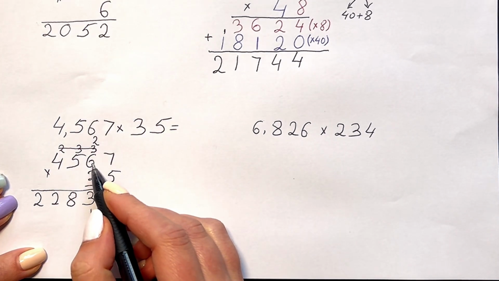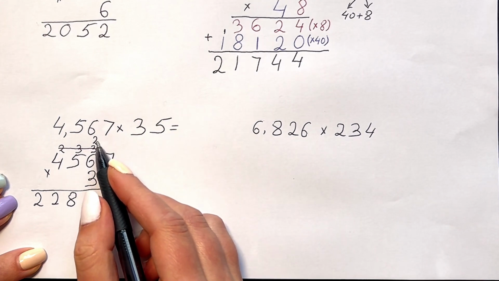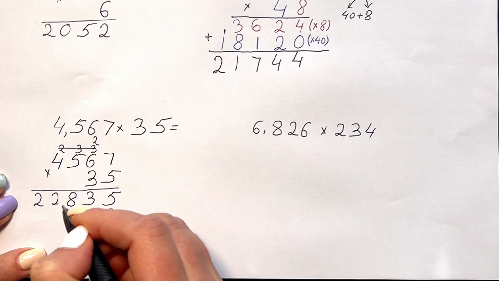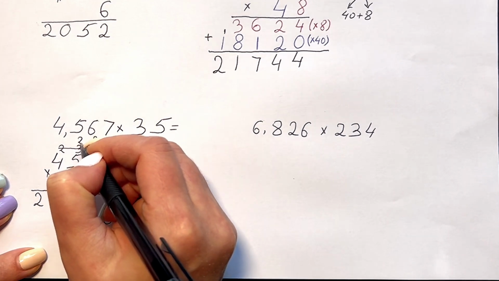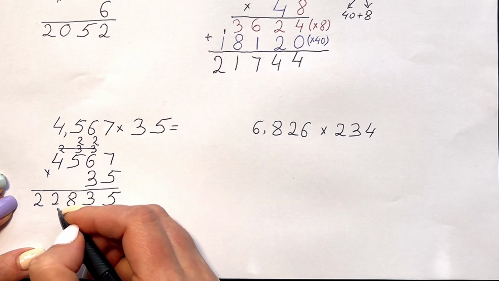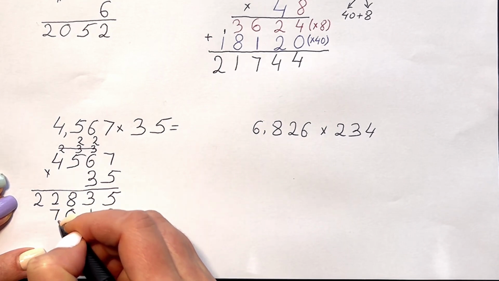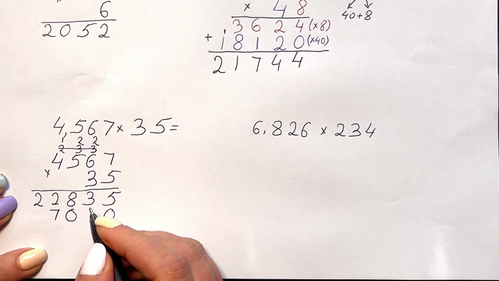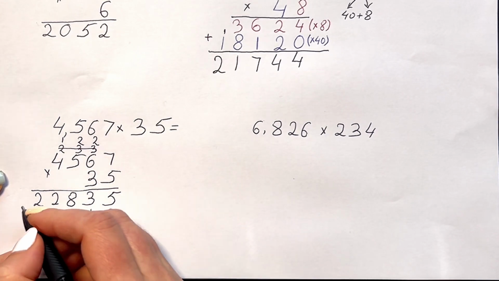3 times 6 is 18. 2 more will be 20. We will put the 0 and carry 2. 3 times 5 is 15. 2 more will be 17. We will put the 7 and carry the 1. 3 times 4 is 12. 1 more will be 13.